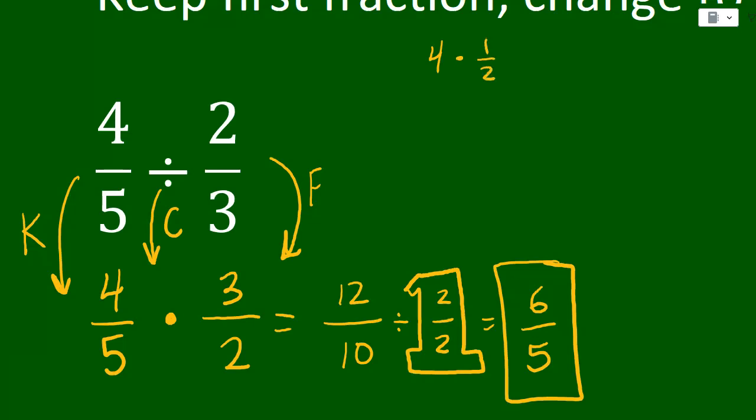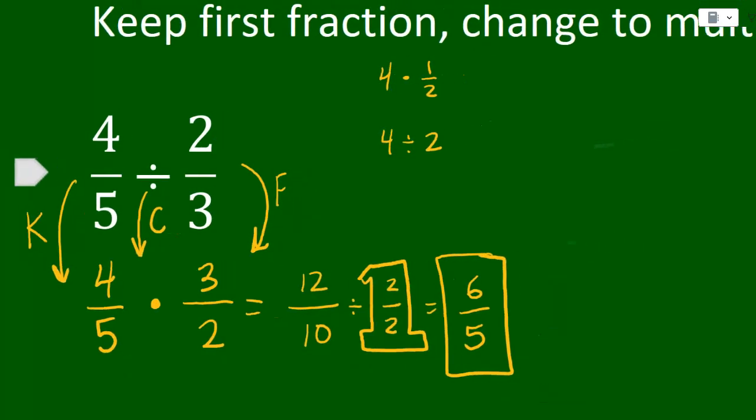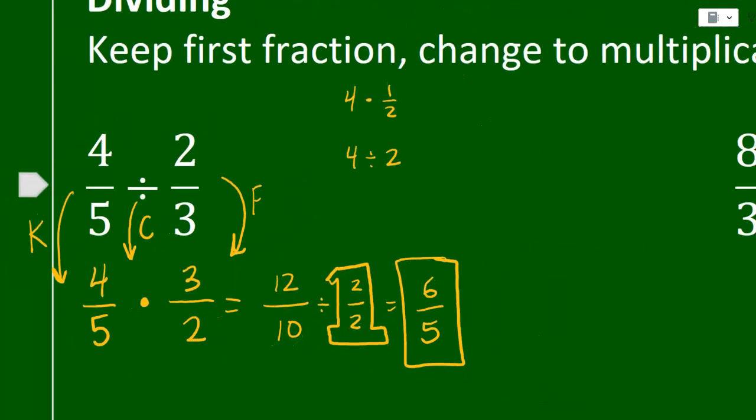4 times 1/2. If I was to reverse this and put it back in division, it's the same thing. 4 times 1/2 is the same thing as saying 4 divided by the reciprocal of 1/2, which is 2. So when you change multiplication, you can just flip the second number into the reciprocal and vice versa.